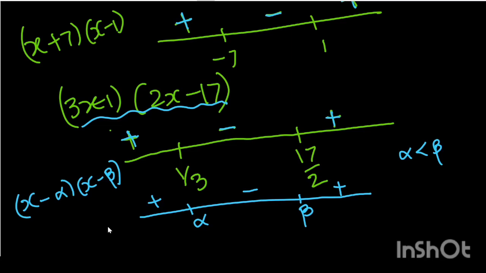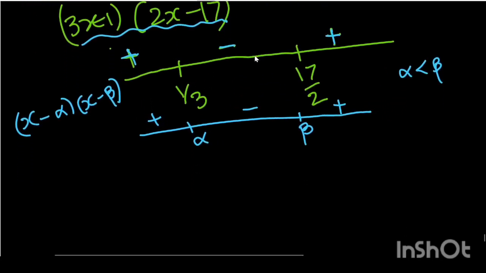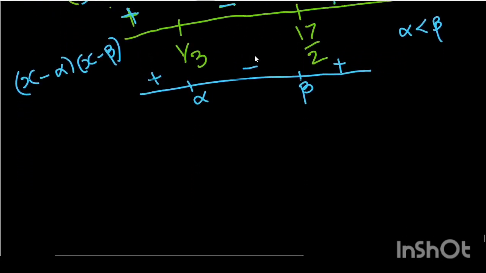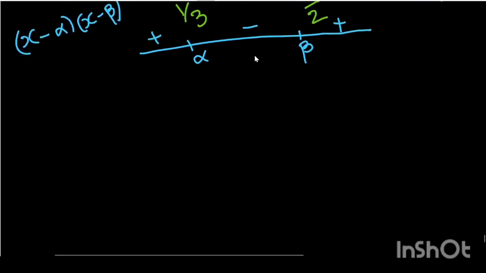We can derive it using alpha beta also, but it would be a bit abstract to understand. So generalizing with the help of these two examples, we can say that for x minus alpha, x minus beta, we get plus, minus, plus. Okay, now how do we apply it in questions like alpha beta?